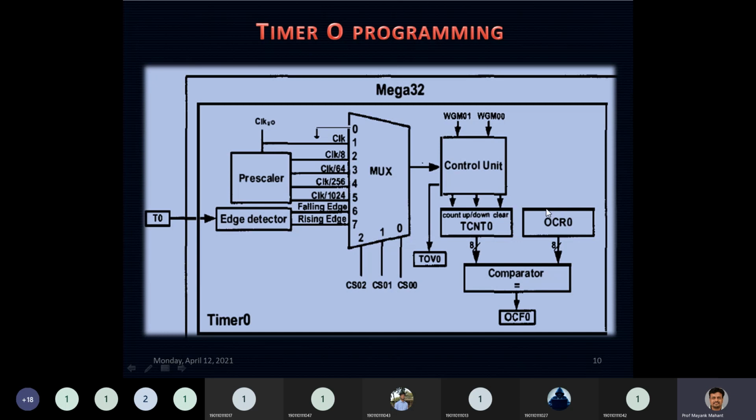We also talked about your OCR register, and you can see it is mentioned over here that both the registers are of 8-bit. So it is an 8-bit timer. There is a comparator which will always compare every time. It will compare your TCNT and OCR, and according to that it will raise the OCF flag. Am I clear, my friends?